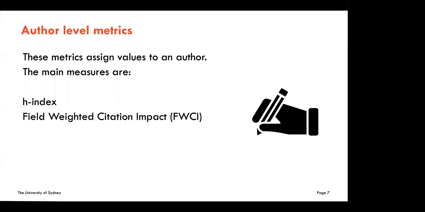The other one here is a normalized value, the field-weighted citation impact score. It's a ratio of the citations received by the author or the paper relative to the expected amount of citations. One is the average, higher is better. The aim of it is to normalize the score of each paper so that you can compare apples and oranges.